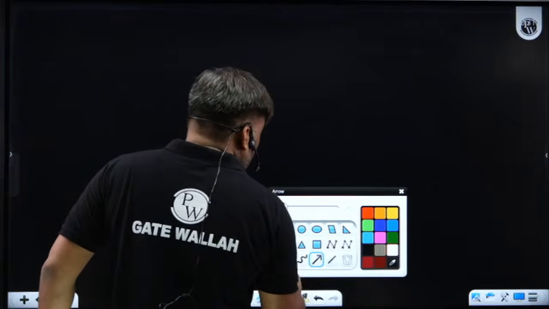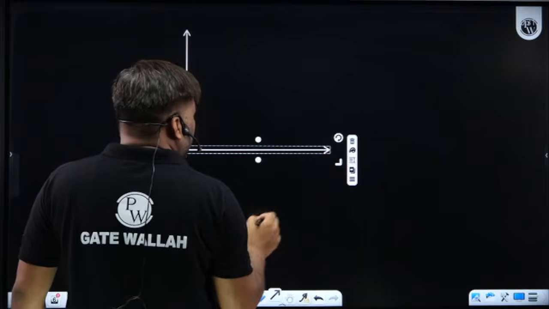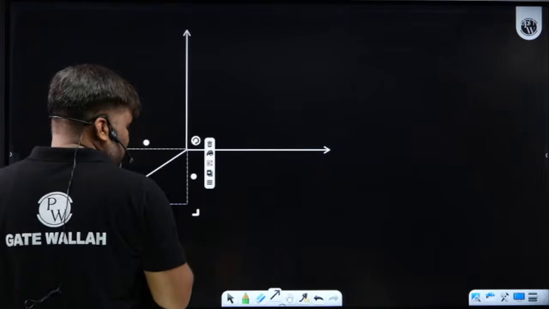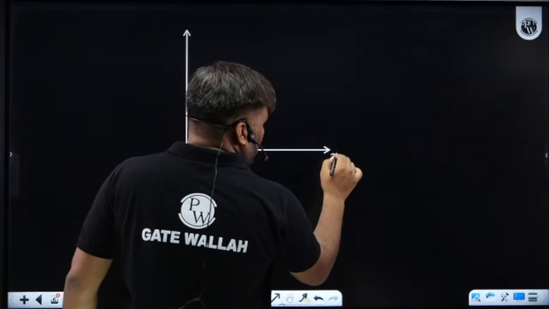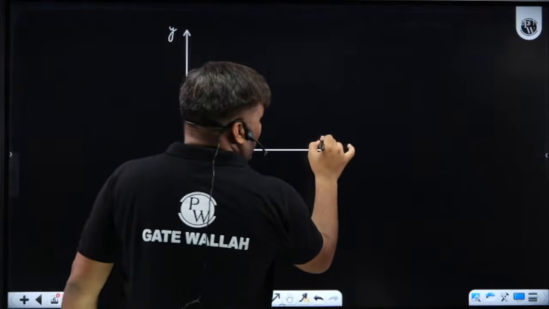Now, I think that slide we have missed, so let me quickly draw it once again. We have the x-axis, y-axis, and this is your z-axis. This I have called the axis of spin.